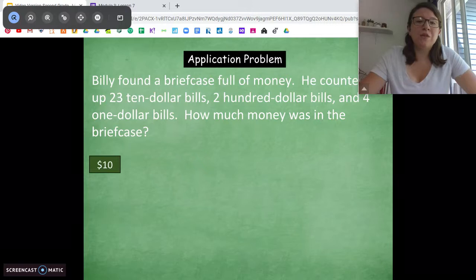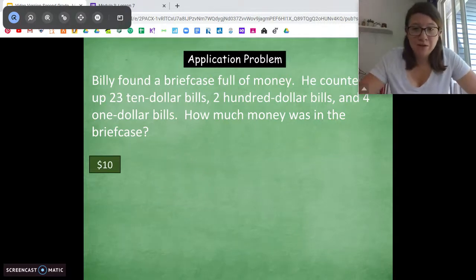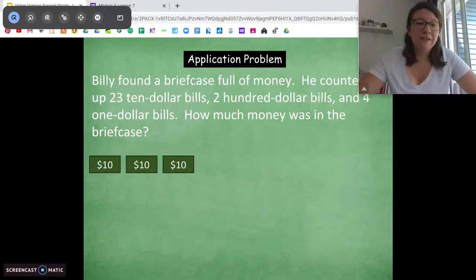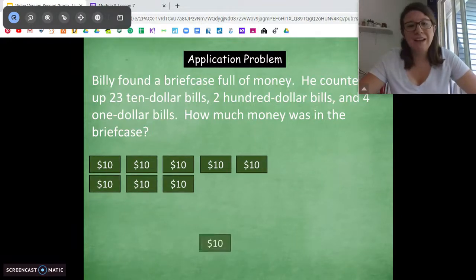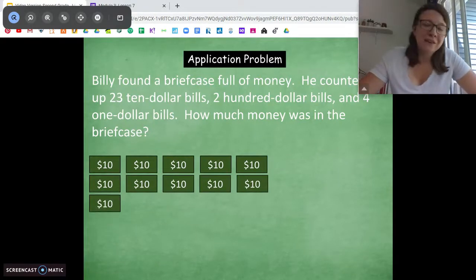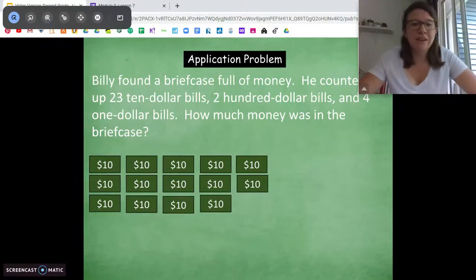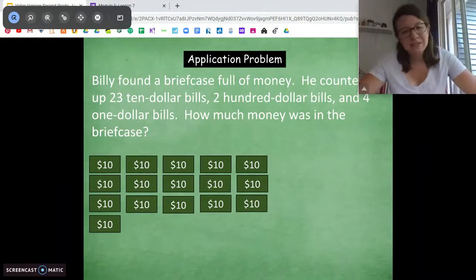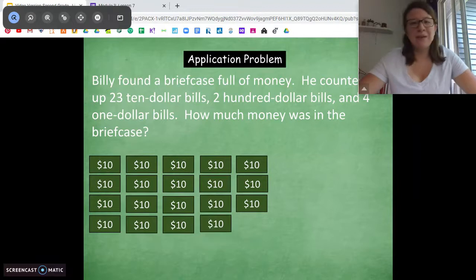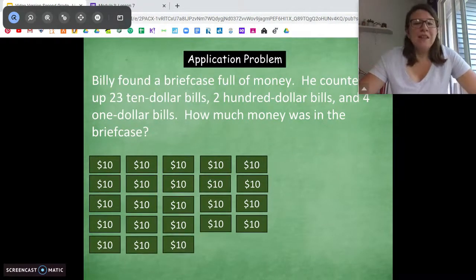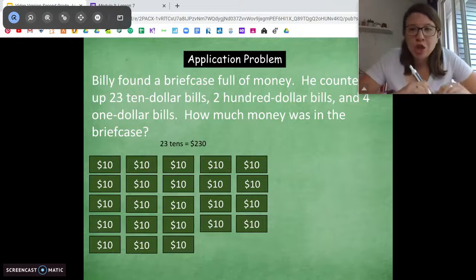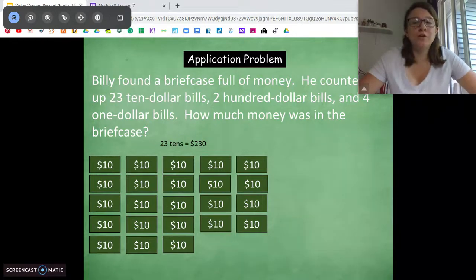Here we go. So he has 23 $10 bills. So 10, 20, 30, 40, 50, 60, 70, 80, 90, 100, 110, 120, 130, 140, 150, 160, 170, 180, 190, 200, 210, 220, 230. $230 in $10 bills. That's a lot of money. And then it says he has 2 $100 bills.